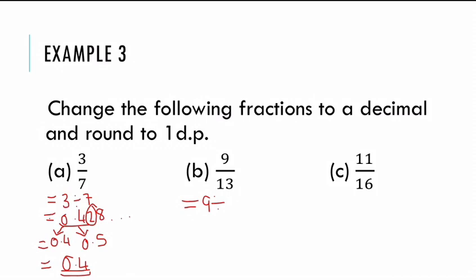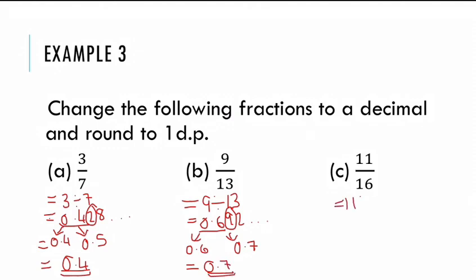I'm going to repeat this process for B. 9 divided by 13 in my calculator. That is 0.692 and so on. So the two numbers are either going to be 0.6 or 0.7. 9 is greater than 5, so it rounds up to the higher number.